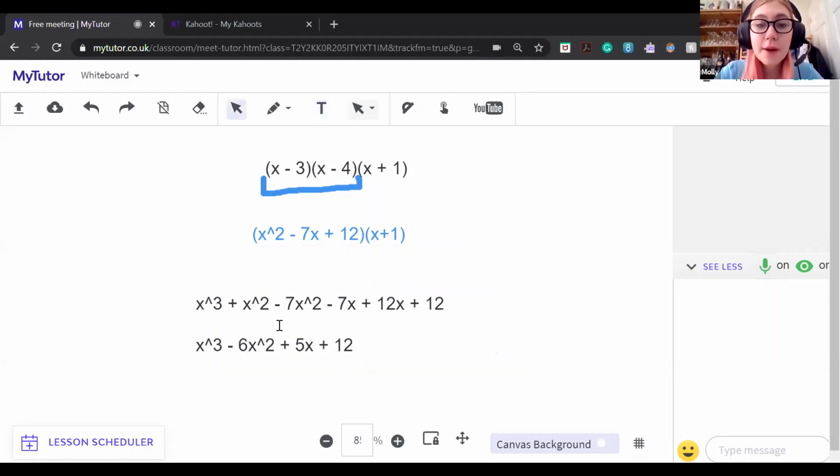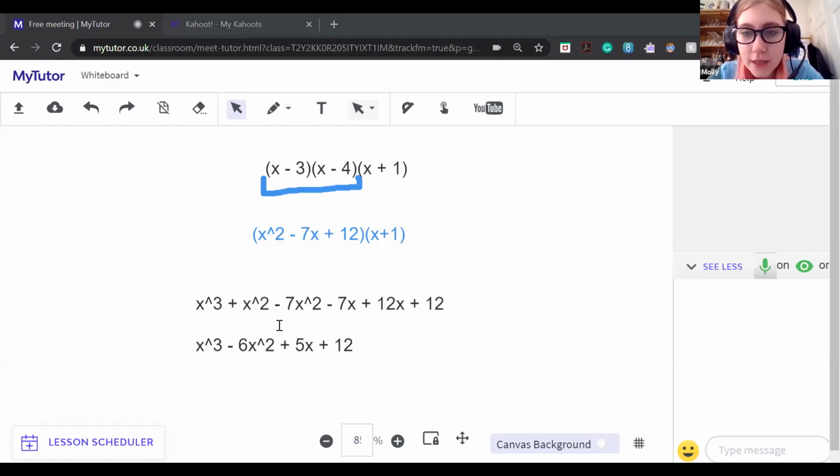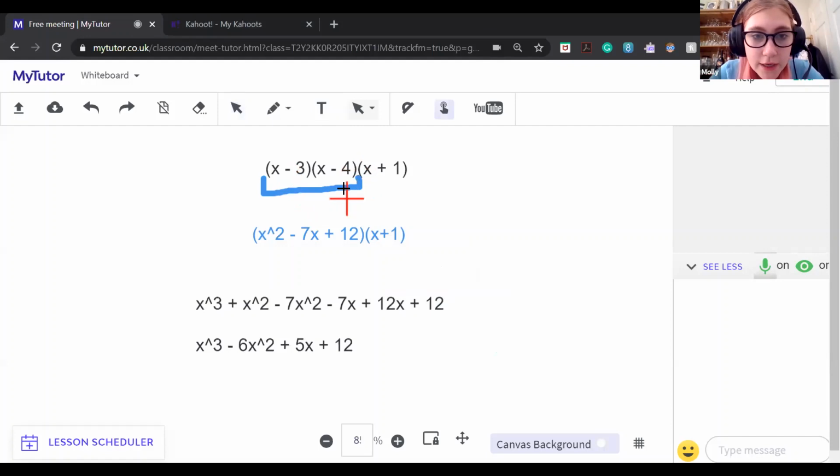So whenever you see triple brackets as well, if they've all just got x's at the beginning or 2x or whatever, that's how a cubic is factorized, with 3 brackets like that. Someone asked, where did I get the plus 12 from? That was from minus 3 times the minus 4. Gives us a positive 12. Cool.